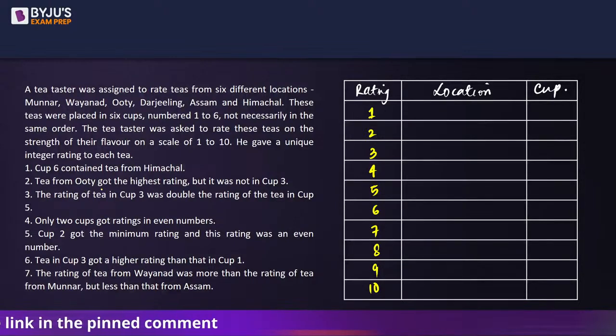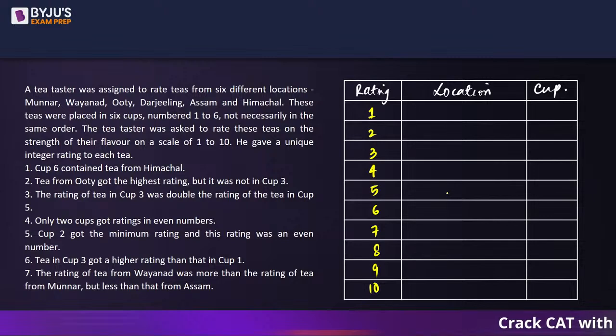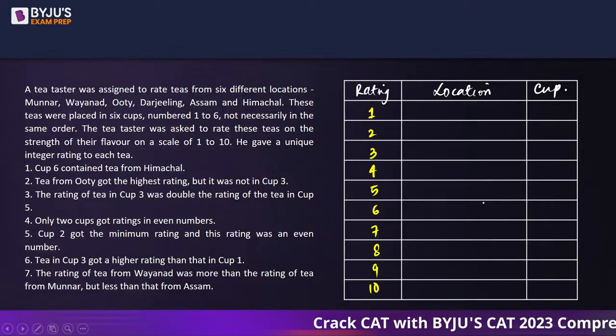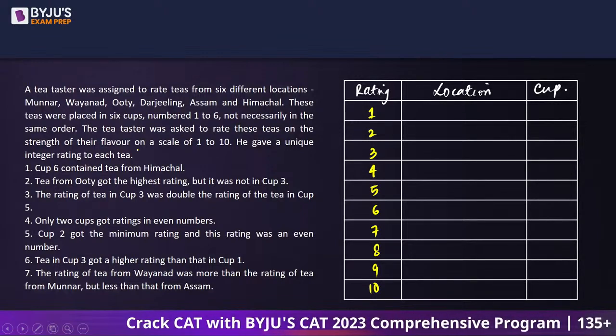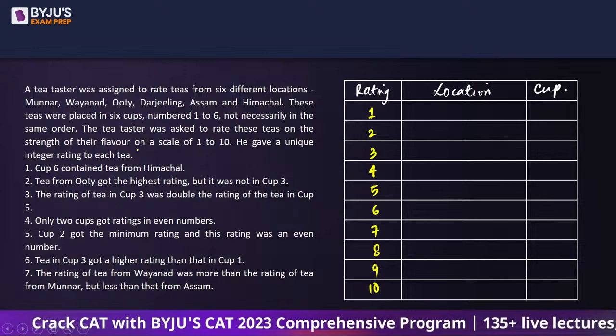Tea from Ooty got the highest rating, but it was not in cup 3. Now the highest rating could be 10, it could be 9, it could be 8, it could be 7, it could be 6. It can't be 5 because we need 6 cups, so the highest rating is going to be either 10, 9, 8, 7 or 6, right? So the second clue also gives us a lot of scenarios, so we're going to ignore this.